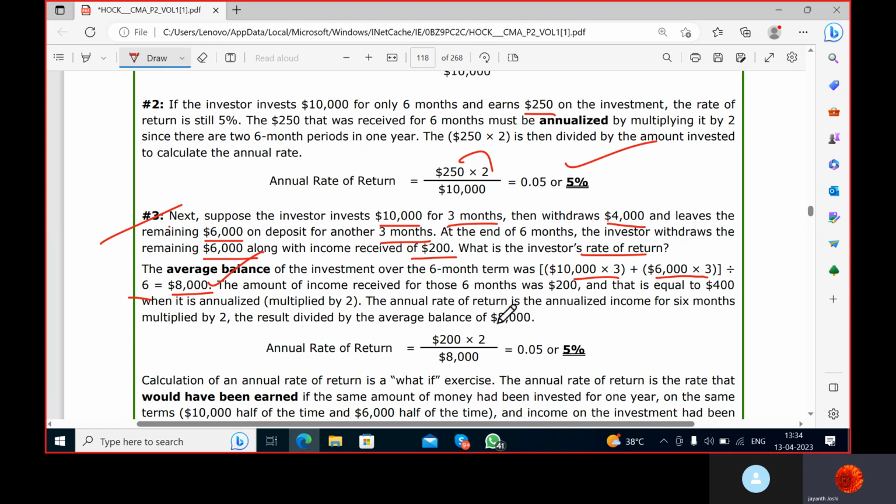And what returns has he got? The amount of income received for those 6 months was 200, and that is equal to 400 when it is annualized, when we multiply it by two, correct? Because things are clearly given. So we are looking for annualized returns here. So 400 divided by 8,000 is again 5%.